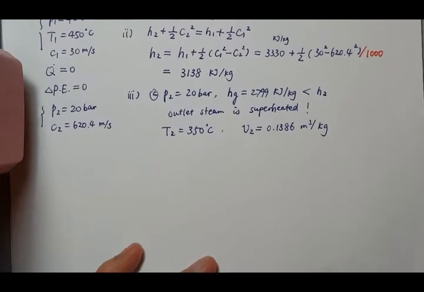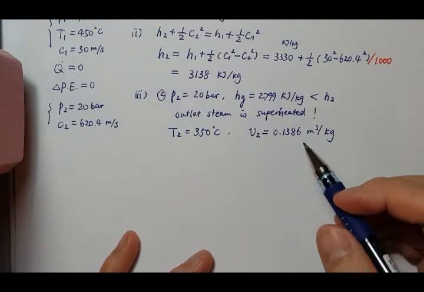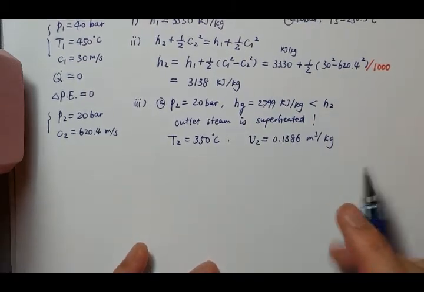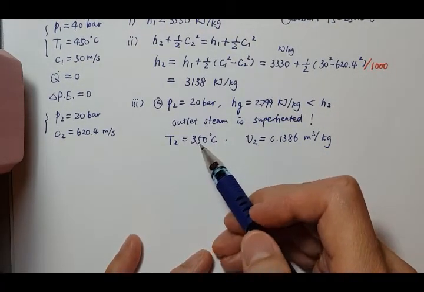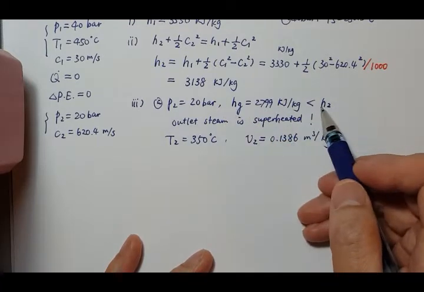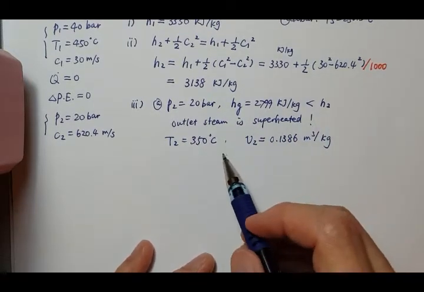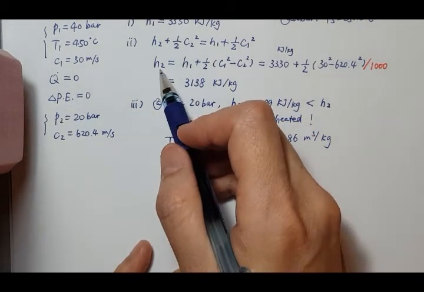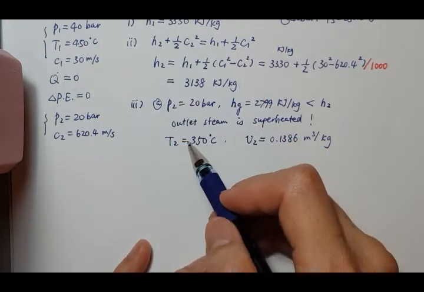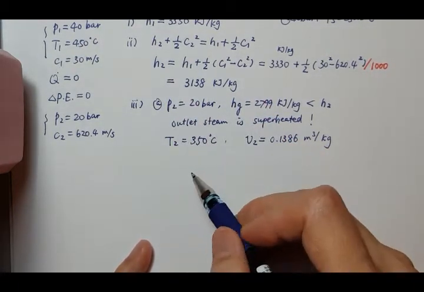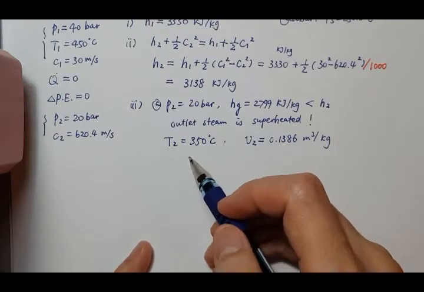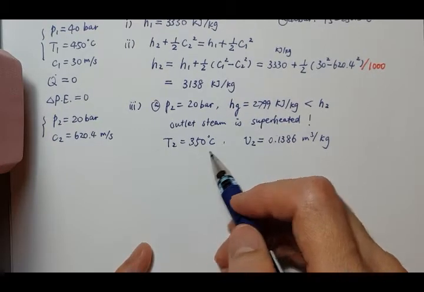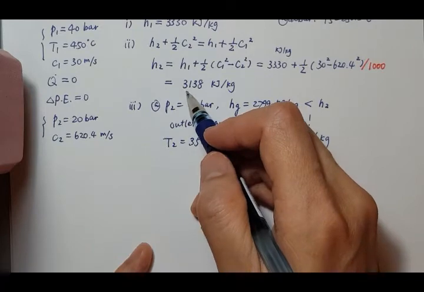As I said, it's a little bit tricky because of the way we normally use the steam table. Normally we know the pressure and the temperature, and then we find H2. However, in this case, we know the pressure and we already calculated H2, and based on P2 and H2 we find out what temperature it is. According to the steam table, especially for superheated steam, at that temperature we found that the enthalpy is exactly the same as 3138.